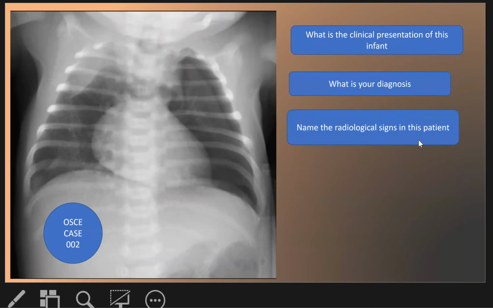What are the radiological signs of the pneumothorax and pneumomediastinum in this patient? We have two signs here for pneumomediastinum, and we have also two signs for pneumothorax. Please try to pick up the name of the signs.